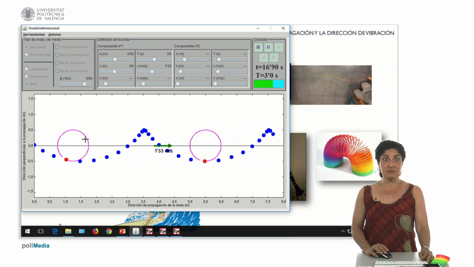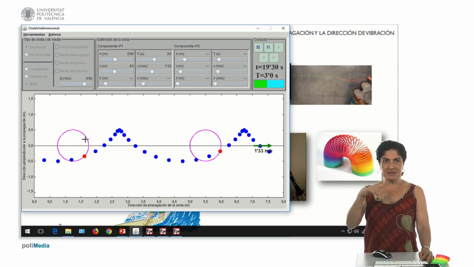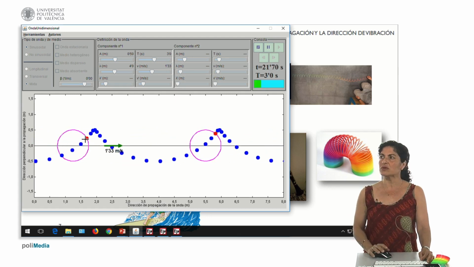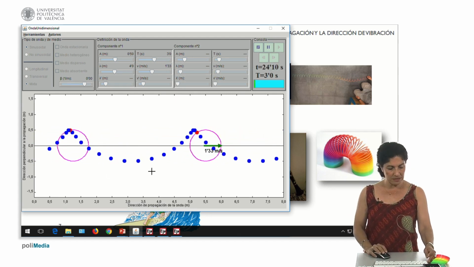An example of these mixed waves we have in the waves that are produced on the surface of the sea. It is a combination of transverse waves and longitudinal waves.